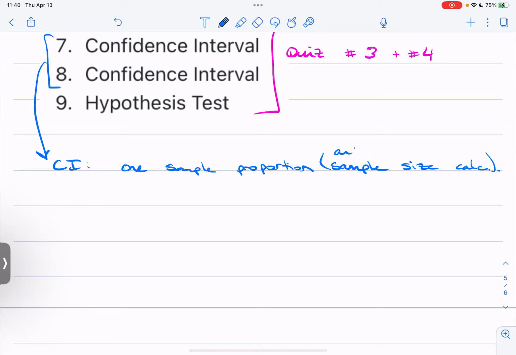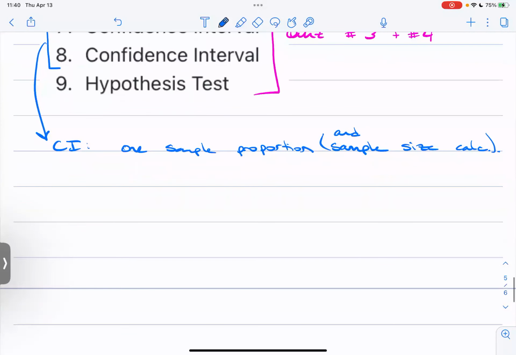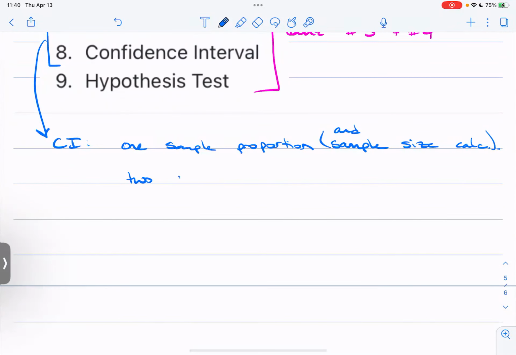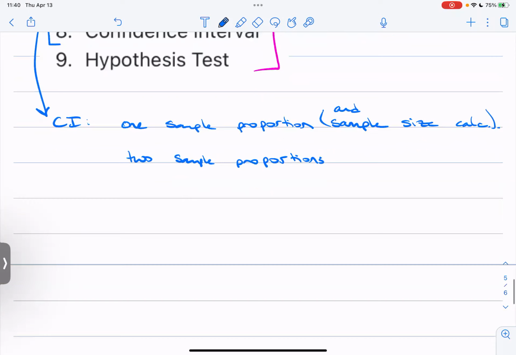I'll say sample size calculation. Okay. What else did we do? We did one for two sample proportions. These were on, you studied them for quiz number 3. They weren't all on there.